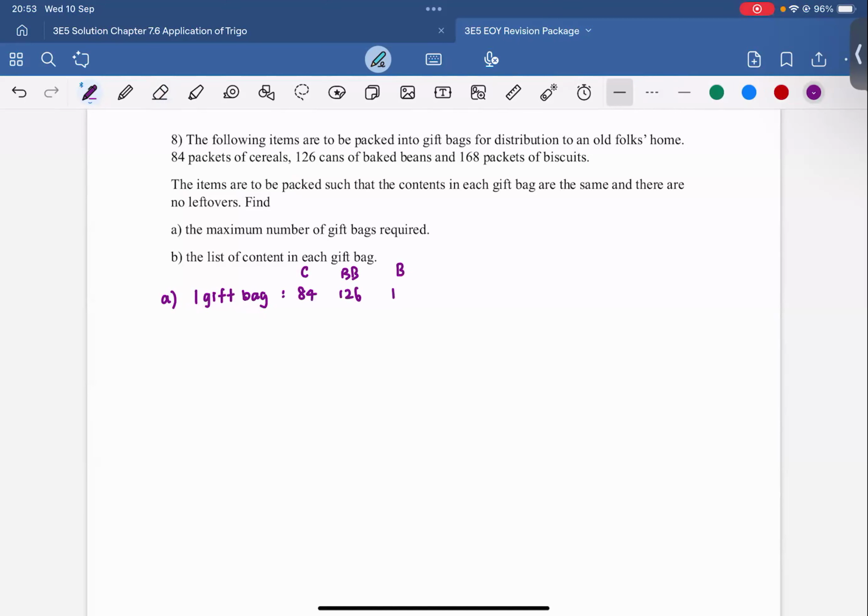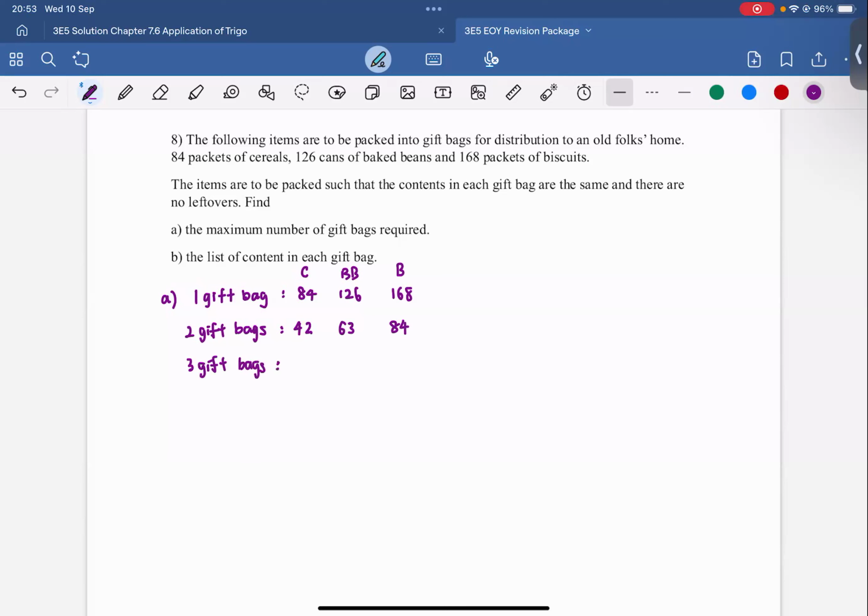Then you ask yourself again, can I have 2 gift bags? This is for people who don't know how to start the question. Yes, I can have 2 gift bags. Then each bag will have 42 cereal, 63 baked beans, and 84 biscuits. Then you ask yourself, can I have 3 gift bags?